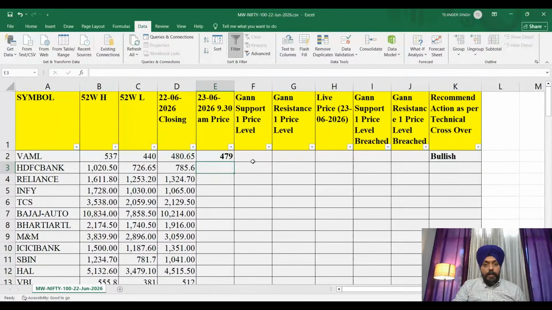So here in Excel, 473 is my support level, 489 is my resistance level. Now you tell me what is the live price which is trading as of now. As of now means right now. So I want the live price. So I will go to the, I'm using National Stock Exchange.